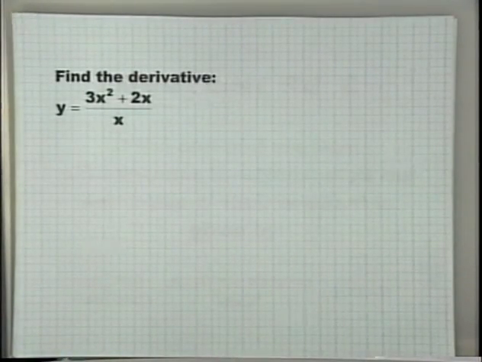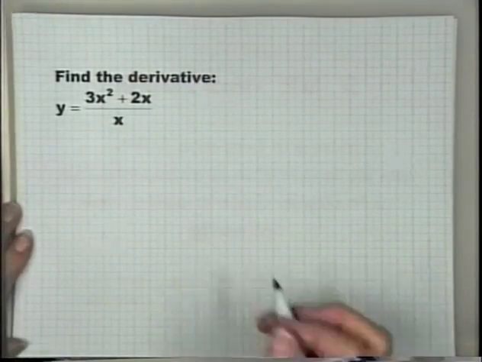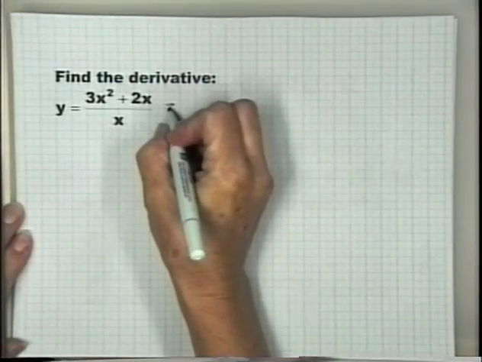Alright, well let's look at this one. Find the derivative. And we have 3x squared plus 2x all divided by x. Again, until now we have not had a rule that tells us how to do this derivative. So again, I want to illustrate what not to do, sort of. I'm going to rewrite this function.